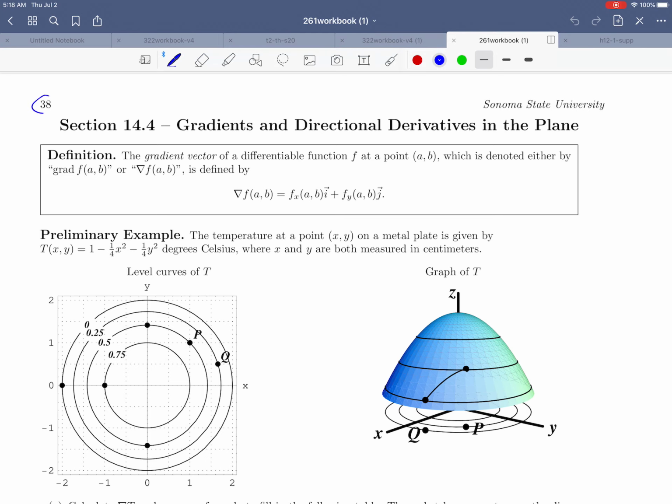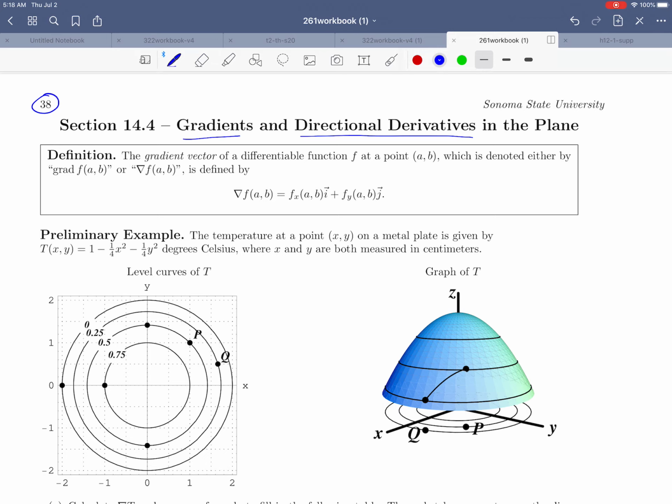We're looking at page 38 in the workbook, and this section introduces two of the most important concepts of our entire course, the idea of gradients and directional derivatives. Just to give you a little taste of what's to come here, we've talked a lot about rates of change up to this point, but it's been very specific.